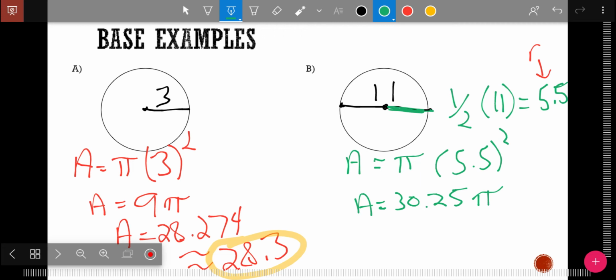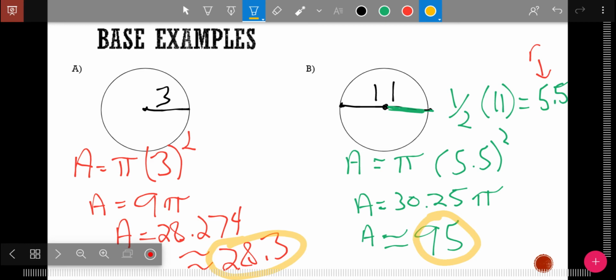All right. When I did it, I got area equals about 95.0 or 95 units squared. If you use 3.14, you get 94.985. Again, it rounds to 95.0. And so that is the answer here to the B side. And so you just have to plug the radius in.